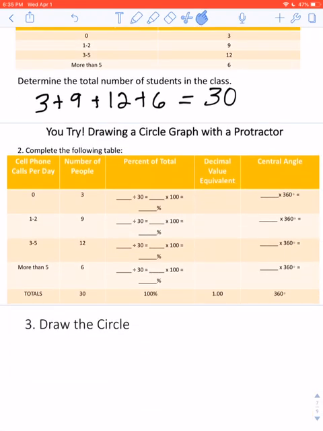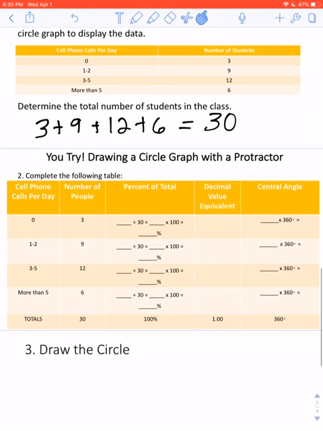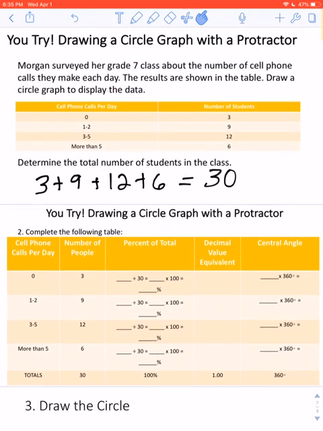Okay, going on to the next step. Complete the following table. Once again, notice that these first two sections, cell phone calls per day and number of people, are the information that we were given in the question. The new three columns, percent of total, decimal value equivalent, and central angle, are what we're going to figure out. I've set this up with fill in the blanks for you. So here we go. We're going to go through it together.